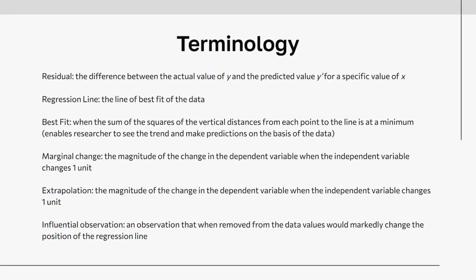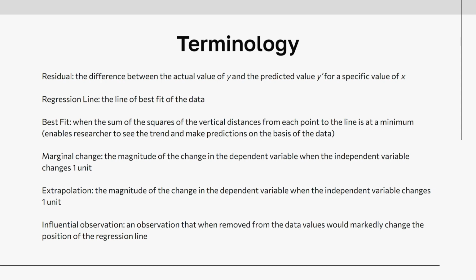A residual is the difference between the actual value of y and the predicted value of y for a specific value of x. A regression line is the line of best fit of the data. The best fit is when the sum of the squares of the vertical distances from each point to the line is at a minimum, and this enables researchers to see the trends and make predictions on the basis of the data. A marginal change is the magnitude of the change in the dependent variable when the independent variable changes 1 unit.